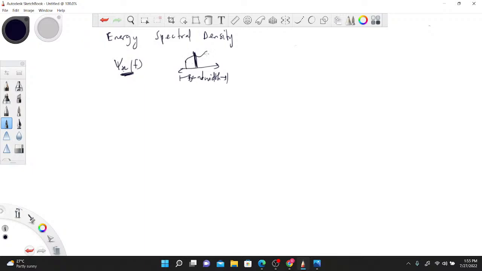So let's say this is a function. Then the area under that function will represent the energy stored in the signal. So I can therefore write the energy as, the area is integral, right? So the integral from minus infinity to infinity of that function df. Hope this makes sense. So this psi x of f is what we call the energy spectral density function.